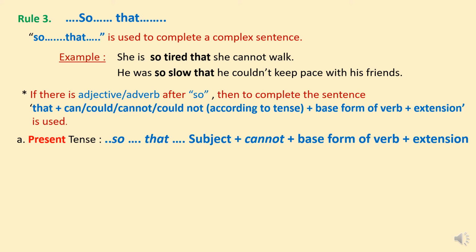Again, let us have an example. He is so honest that he cannot tell a lie. He is the present form of verb plus so plus honest adjective plus that plus the first subject he plus cannot. Again we can see as in the first clause there is present form, here also it is used present form, that is cannot plus tell a lie.